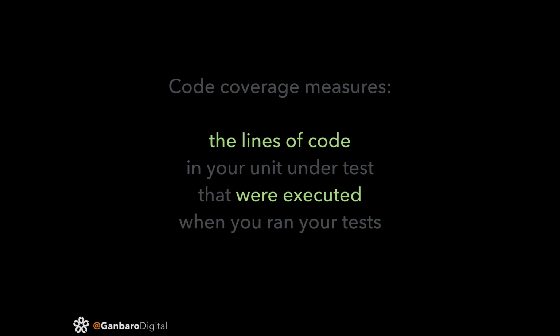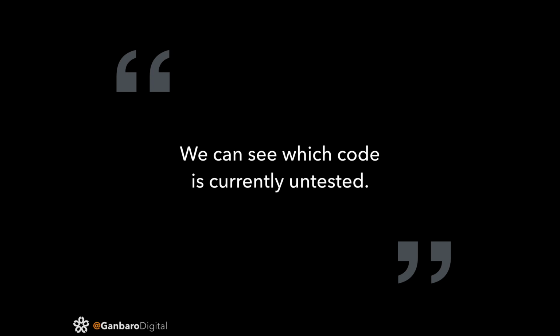And that's the other thing about the lines of code that were executed. If we can see what our tests have executed, we can also see the code that hasn't been executed. We can see the code that's untested. Now, untested code is really what all this is about.